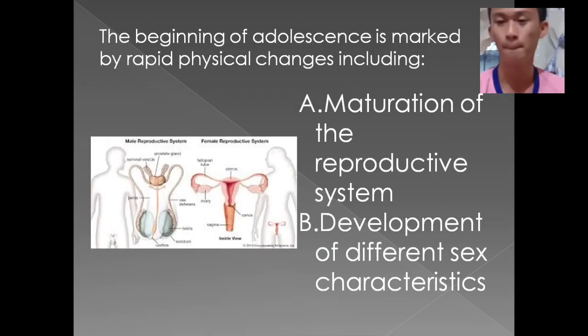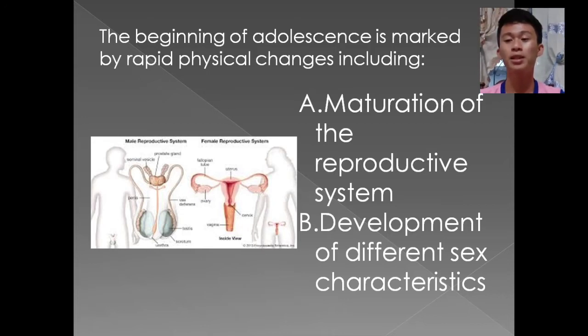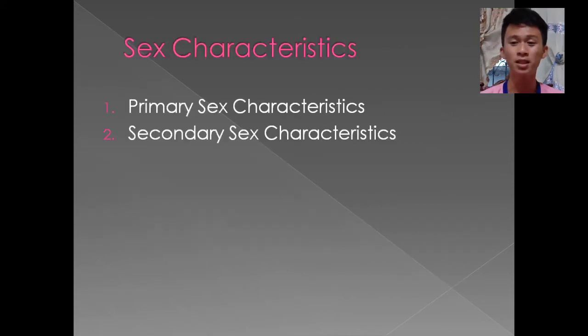The beginning of adolescence is marked by rapid physical changes, including maturation of the reproductive system, for example menstruation for girls, and development of different sex characteristics. Next, the sex characteristics. We have two kinds of sex characteristics: primary sex characteristics and secondary sex characteristics.